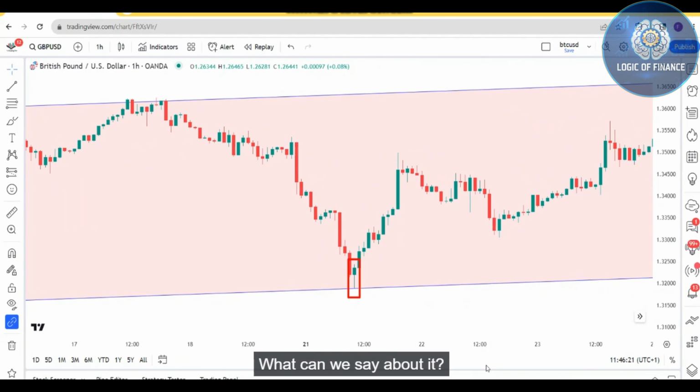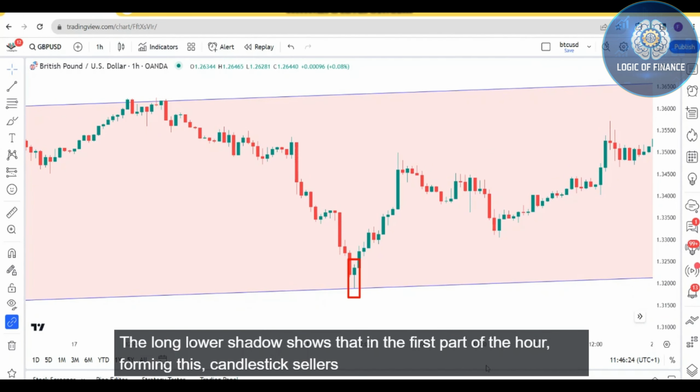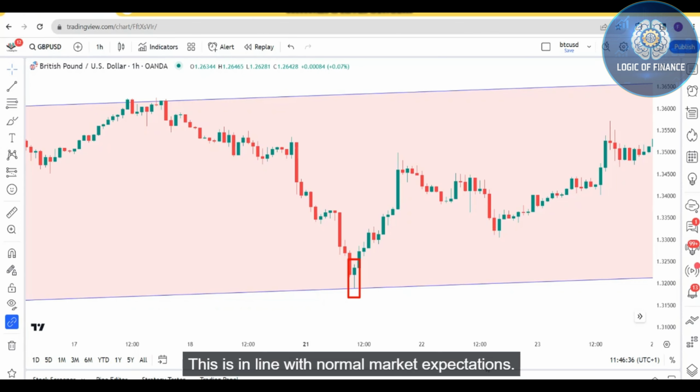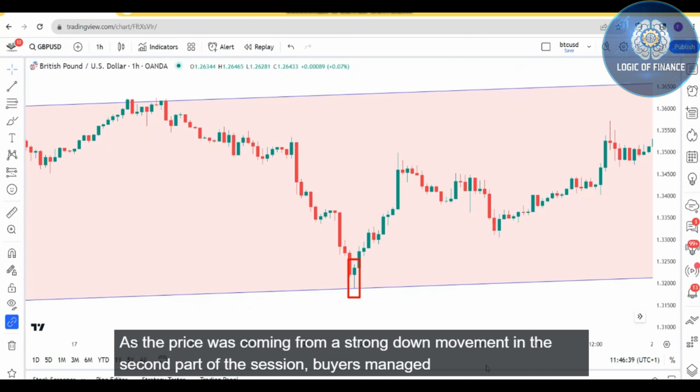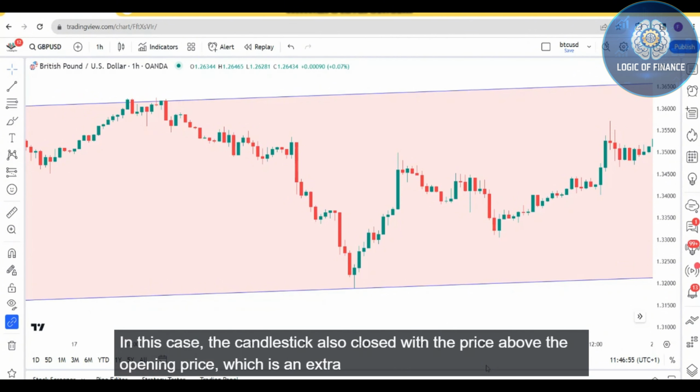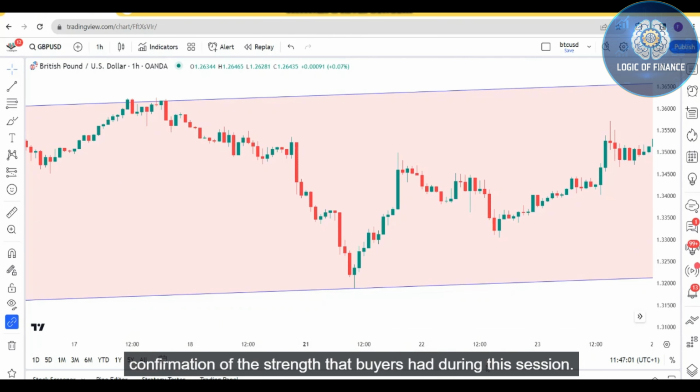What can we say about it? The long lower shadow shows that in the first part of the hour forming this candlestick, sellers were in control. The price was going down and it formed a new low. This is in line with normal market expectations, as the price was coming from a strong down movement. In the second part of the session, buyers managed to push the price all the way back, hence the formation of this lower shadow. In this case, the candlestick also closed with the price above the opening price, which is an extra confirmation of the strength that buyers had during this session.